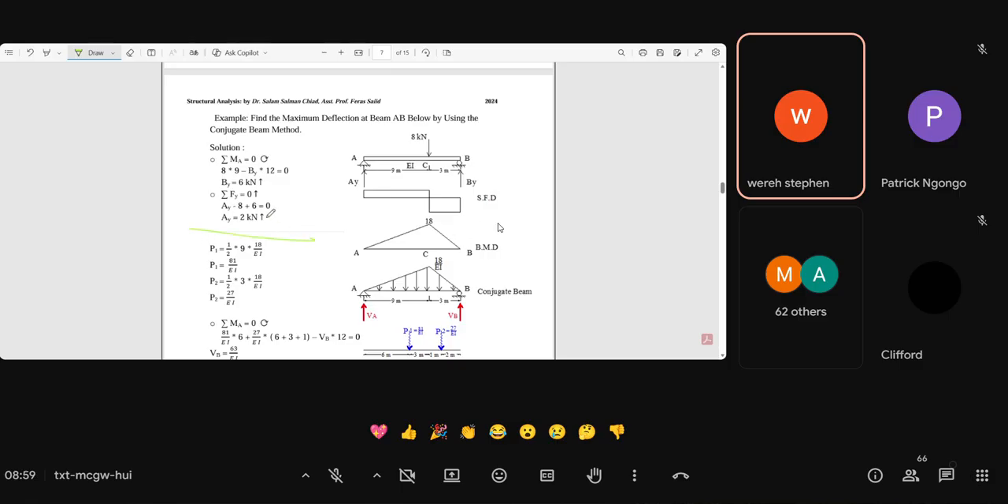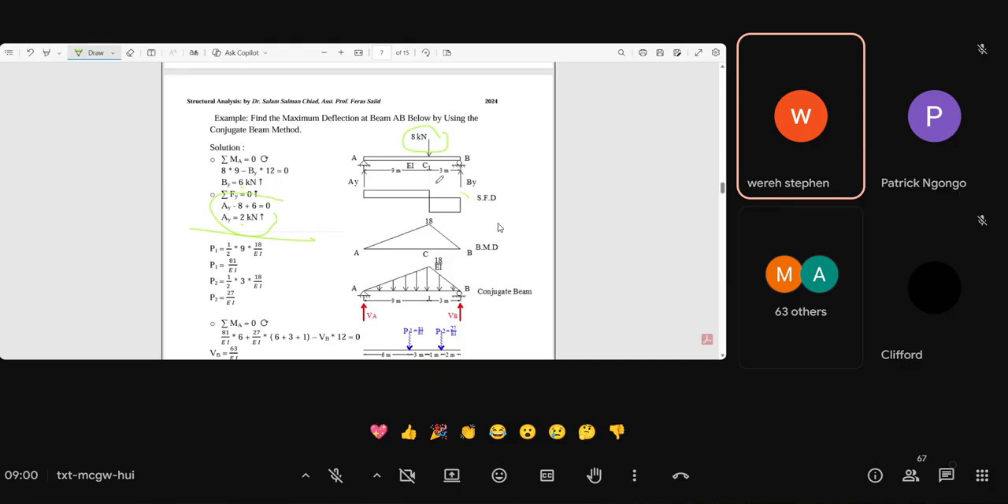It is here. If you do that, RA is here. AY is 2, and RB is 6, and RA is 2, which is RA plus RB equals 8. Once you find that, please, can you draw the bending moment diagram?